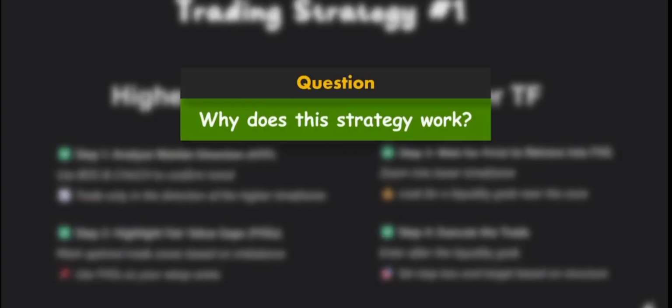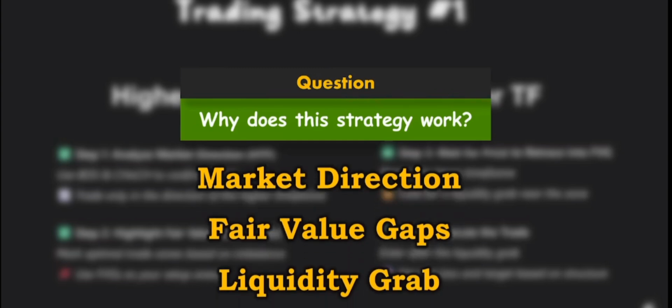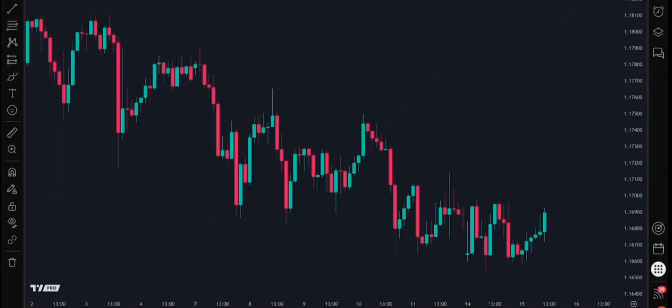Now, why does this strategy work? By combining these 3 concepts, you make sure that you are trading with the trend, entering at key supply and demand zones, and gaining extra confirmation from lower time frame patterns. So let me show you how it works on the price chart.